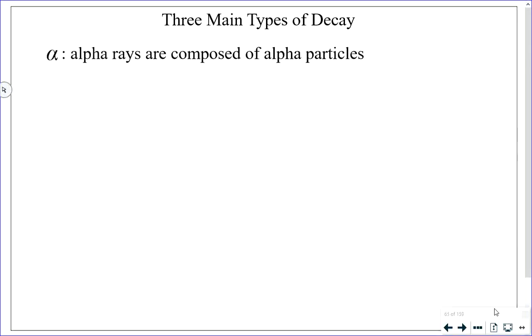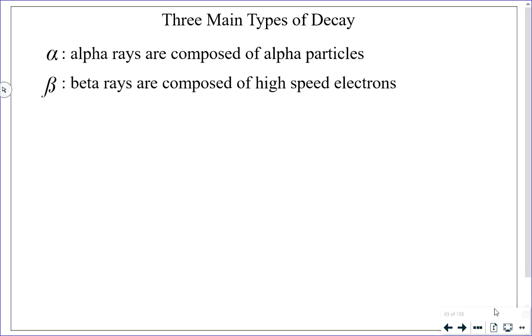So this is just a recap of nuclear physics so far. Not necessarily every detail that we've talked about, but we learned about three main types of decay. These pages that you're going to be looking at will be part of a unit review handout you'll get next week. There's alpha decay, and alpha rays are composed of alpha particles.